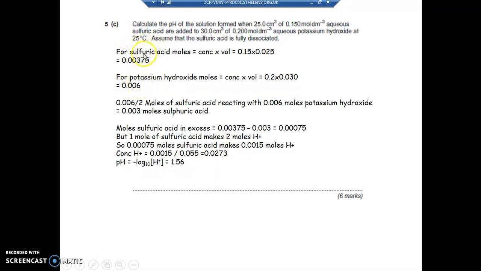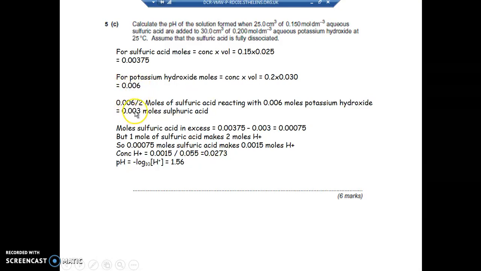Now what you've got to remember is sulfuric acid is a diprotic acid. So 1 mole of sulfuric acid reacts with 2 moles of potassium hydroxide. So 2 moles of potassium hydroxide react with 1 mole of acid. So 0.006 moles of potassium hydroxide. If I divide that by 2, I work out the number of moles of sulfuric acid that react with this amount of potassium hydroxide. 0.003 moles of sulfuric acid react with 0.006 moles of potassium hydroxide.